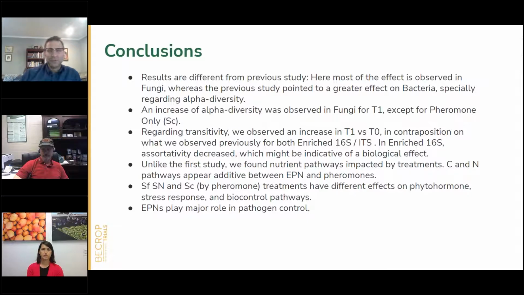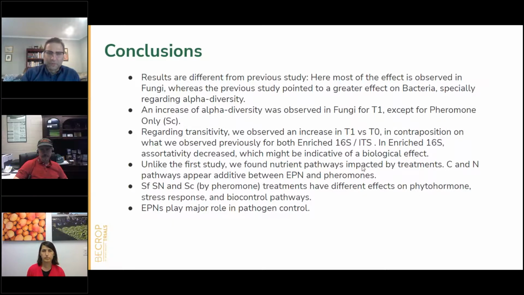So the conclusions here: we are seeing a little bit of a difference in the diversity of the microbes. We're seeing an immediate loss of bacterial diversity, but that loss is gone by 4 weeks, and we're seeing a longer gain of fungal diversity that is still there over 4 weeks. We're seeing that there's this dynamic between how the nematodes and the pheromones are interacting with the microbes to regulate the carbon cycle a little bit.